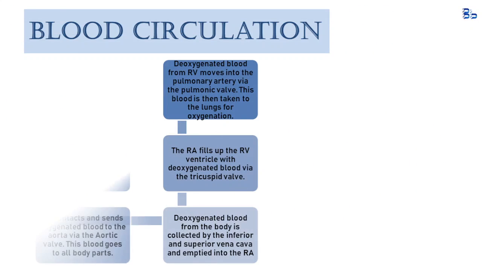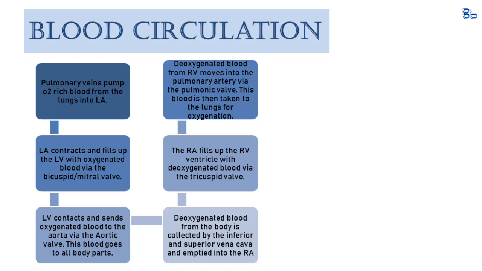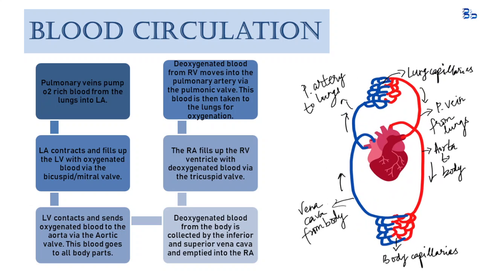Now we're going to look at the entire process of blood circulation. So blood circulation can start from the region of the left auricle. So now oxygen-rich blood is going to come from the lungs. It is going to be carried by the pulmonary veins, and the pulmonary veins are going to empty this blood into the left auricle. So the left auricle is going to relax and fill up with blood.